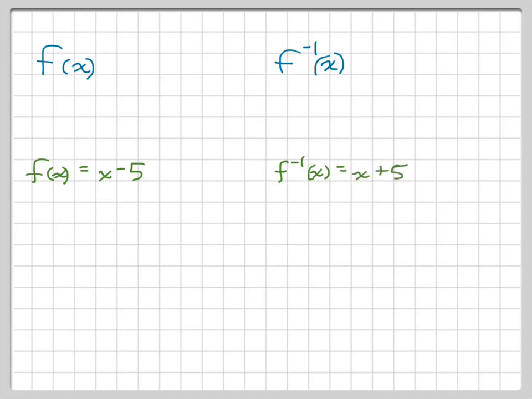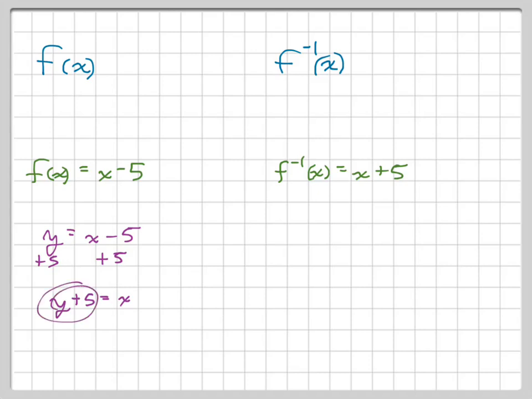Now, there is an algebraic way to figure this out. Some people like to do it this way. They take out the f of x and write down y equals x minus 5. And then to find the inverse function, you solve for x. You try to get the x alone instead. So you're changing the roles here. To get the x alone, we add 5 to both sides, and then you have y plus 5 equals x.